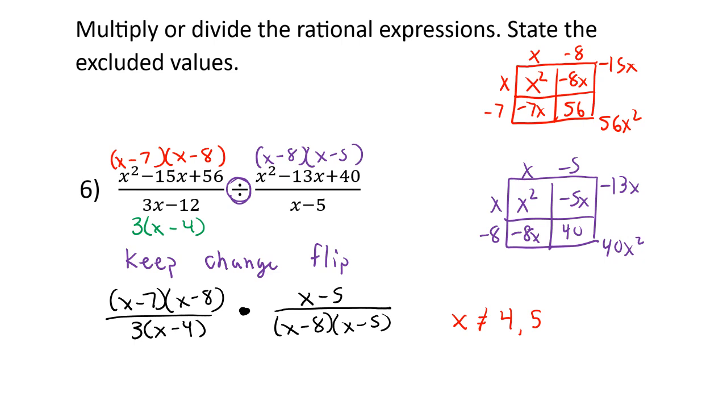And now when I've done that flip, new x's show up in the denominator. So I have to state those excluded values. So I go to x minus 8, which means the excluded value would be positive 8. X minus 5 is 5, but we had that one before, so we don't have to write it again. So now we can go ahead and start canceling things out. So I have an x minus 8 cancels out an x minus 8, and x minus 5 cancels the x minus 5. So I am simply left with x minus 7 over 3x minus 4.